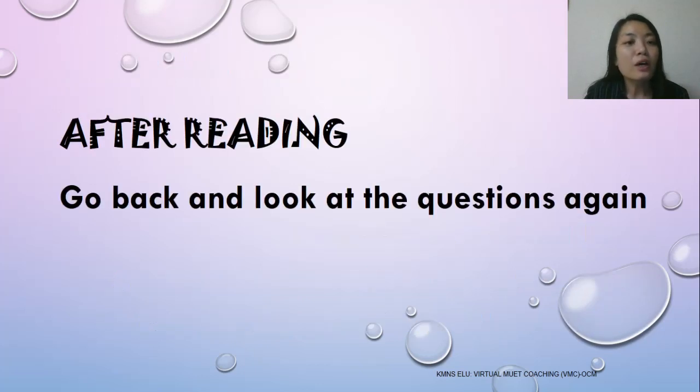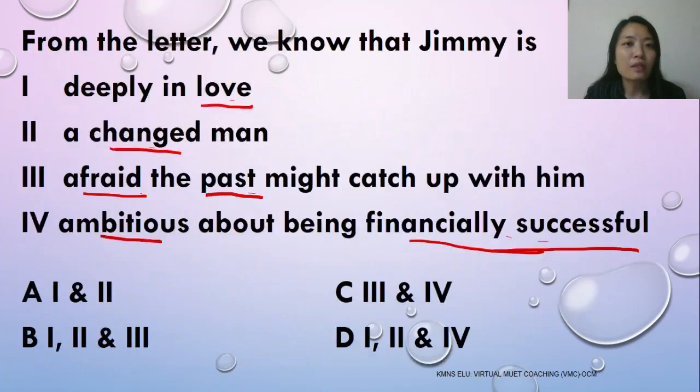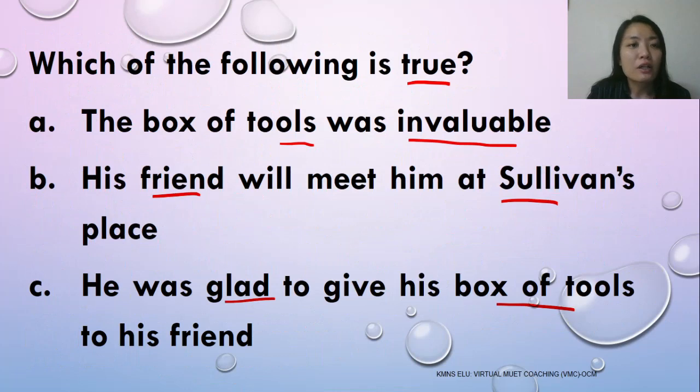So after reading, go back and look at the questions again, of course. And then after you look at the question, this is the third tip. Search for the idea of the keyword in the text. You use the scanning method, and then you underline where you think the idea is. So you look at the question, and then you find the idea of the question in the text. What do I mean by this? Let's try. So this is the question, going back to the question just now.